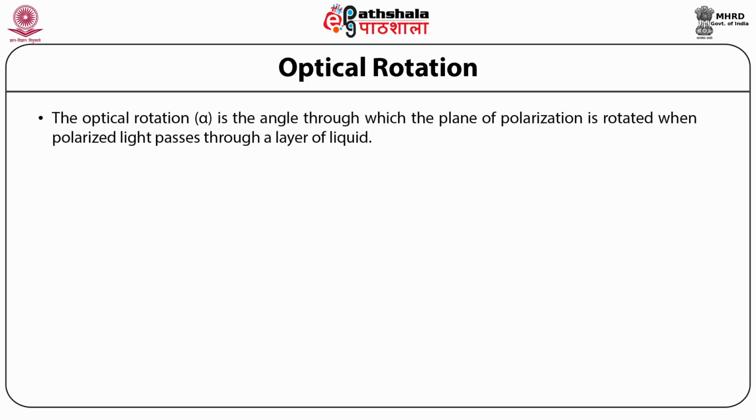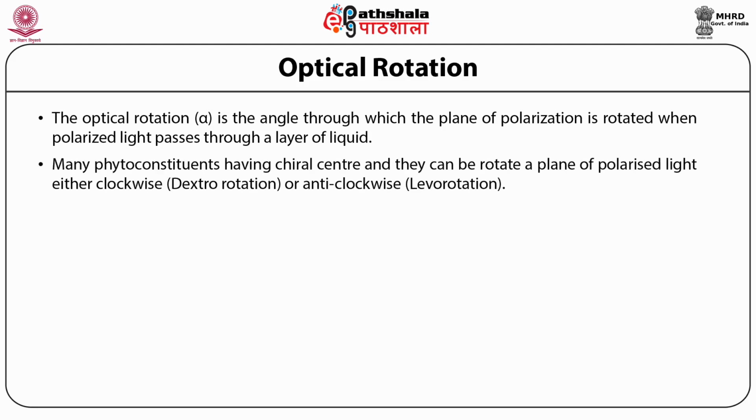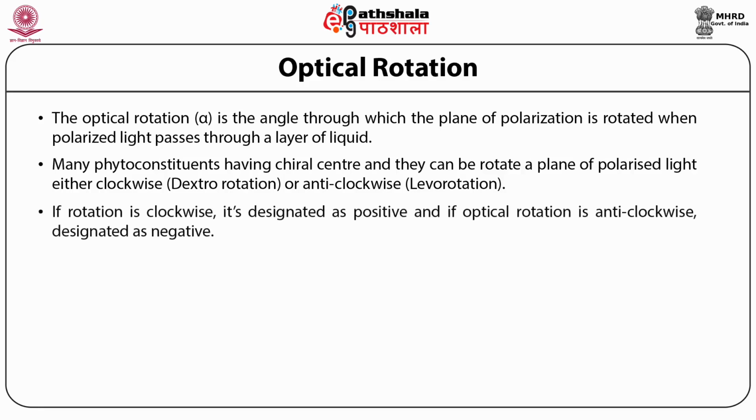Optical rotation is the angle through which the plane of polarized light is rotated when it passes through a layer of liquid. Many phytoconstituents, including some of the constituents present in oils, have chiral centers, and they have the ability to rotate the plane polarized light incident on them. They can change it either to a clockwise direction, which is dextrorotatory, or an anti-clockwise direction, which is levorotatory. If rotation is clockwise, it is designated as positive, otherwise in anti-clockwise it is designated as negative.